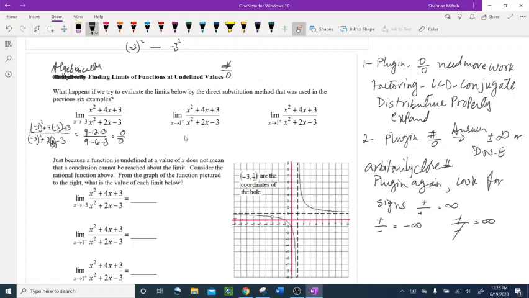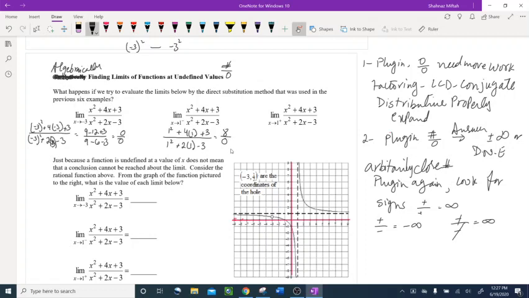But this is 0 over 0, right? 0 over 0 means you need more work, factoring. This one is going to work with factoring because both the top and bottom are quadratic. Let's try plugging in 1. If I plug in 1, I get 1 squared plus 4 times 1 plus 3 over 1 squared plus 2 times 1 minus 3, which gives me 8 over 0.